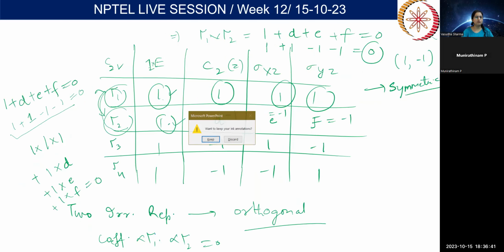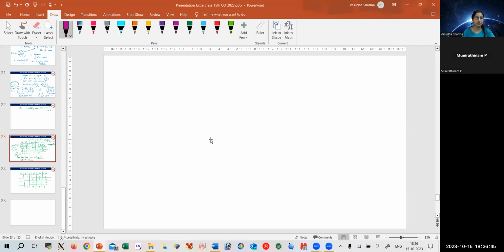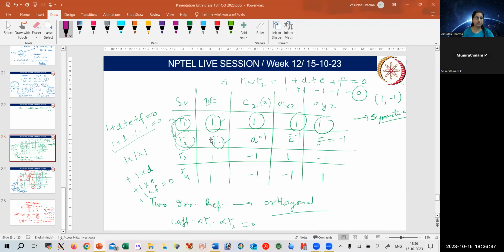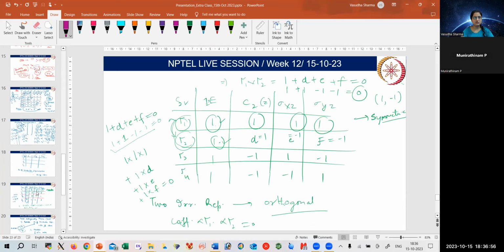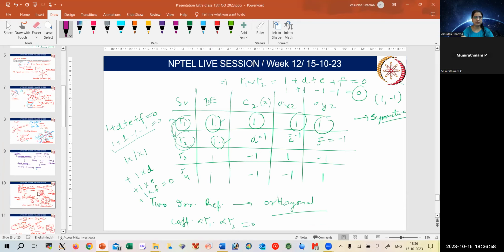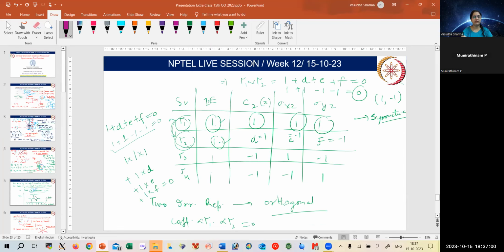So you can go back and try out some other examples, like the C3V point group, and check whether you are able to assign the irreducible representations from the character table. So this is the thing that I wanted to explain in the extra live session. Besides this, is there any doubt that you have about what I have taught today?